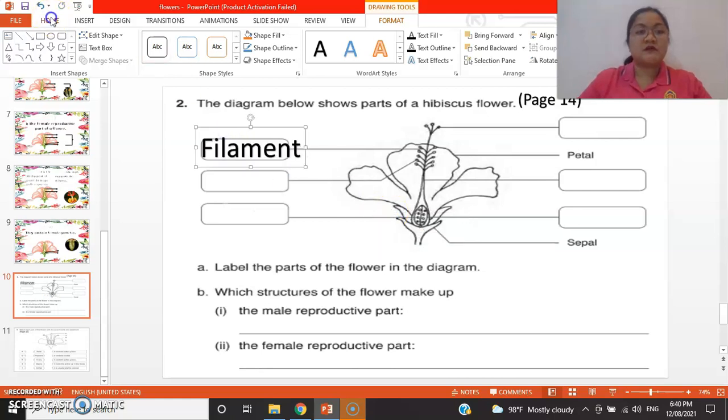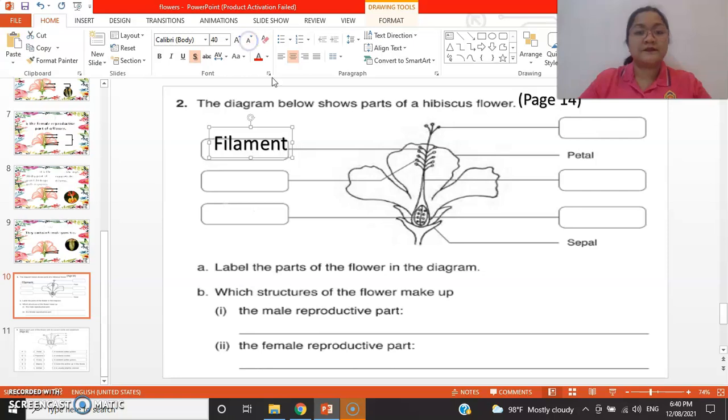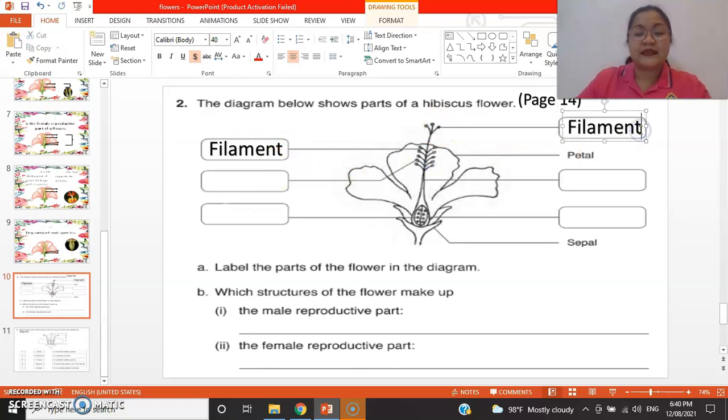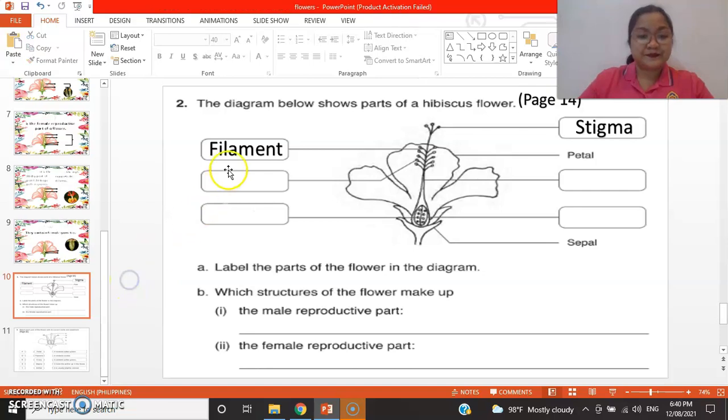You are just going to write it in the box. Another example. How about this one, the one that traps pollen grains? Very good, the stigma. Next, letter A. Label the parts of the flower.